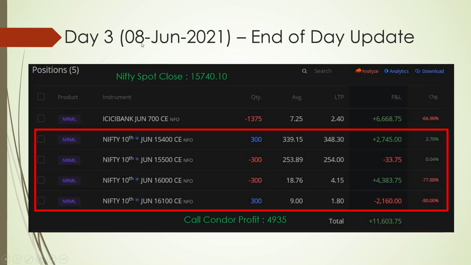We are still 2 days away from expiry. So this is the 8th. So we are expiring on the 10th. But already you see we have got a huge amount here. So no need to worry. Right now things are going good for the call condor. Let's see what is in store for tomorrow and the day after tomorrow.